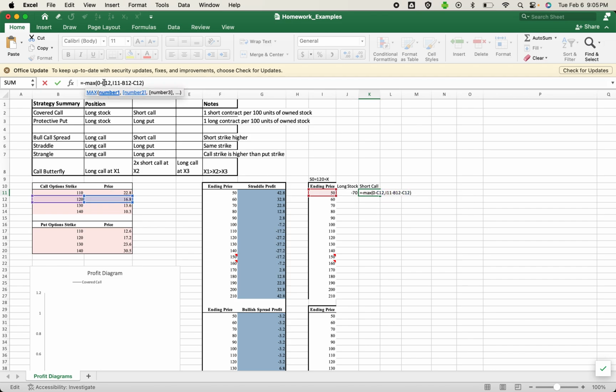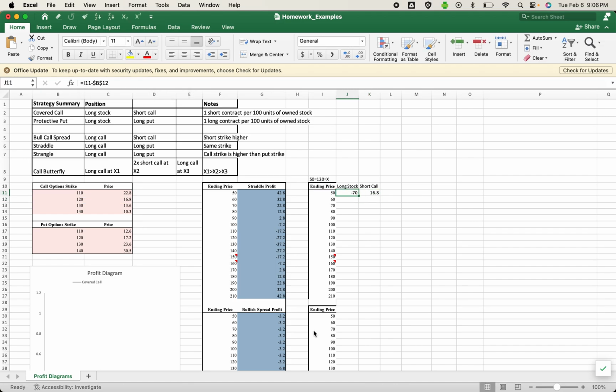Okay, and do not forget to lock the rows. You don't have to lock the columns. If you are in doubt, you can lock both, just like I did for the stock price. But because I'm only dragging and changing the rows here, I only need to lock my rows for the strike price and the call price. Do not lock the ending price. That is going to be our variable. Okay, so I'm losing on the stock if the price is at 50, but I'm collecting my premium.